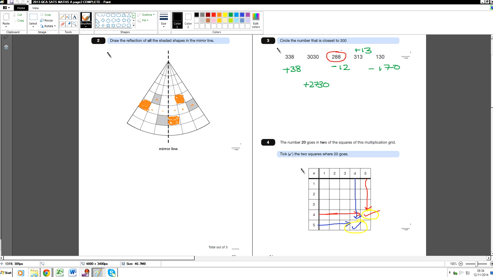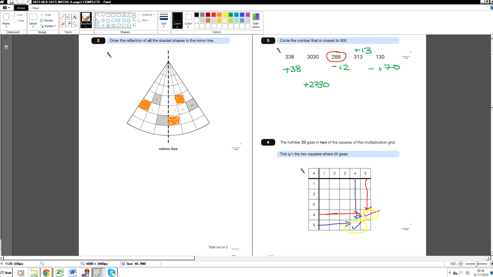Question number 3. Circle the number that is closest to 300. So what we said to our students is let's work out the difference between 300 and all of these numbers, and you can see them here. So 338 was 38 greater than 300, 3030 was 2730 more than 300, and 288 was 12 less than, 313 was 13 more than 300, and so on. So we said the closest one to 300 was the one which was 12 below, which was the 288.